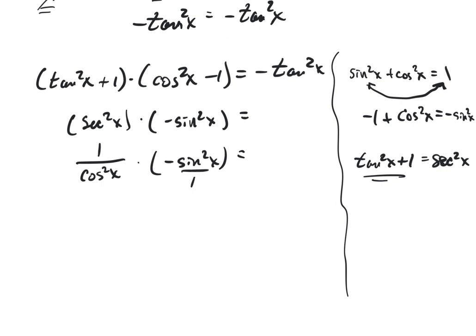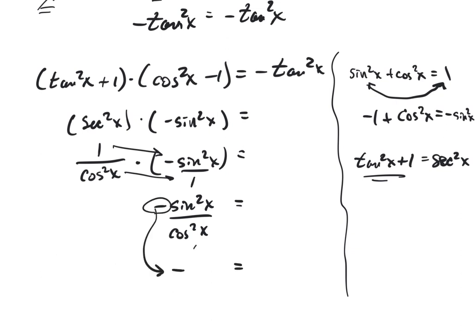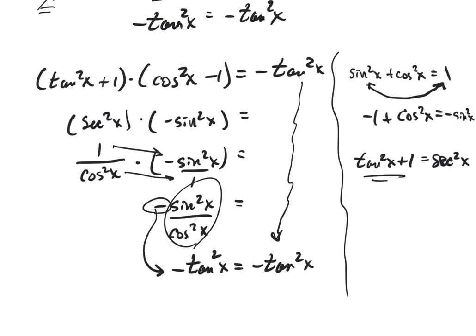And now if I multiply these two folks together, remember, multiply the numerators, multiply denominators, 1 times negative sine squared, and cosine squared times 1, I get negative sine squared over cosine squared. Okay, so there's the negative that we need. And then what is sine over cosine equal to? Tangent. So therefore, sine squared over cosine squared is going to be equal to tangent squared. And that's exactly what we were supposed to show it was equal to.